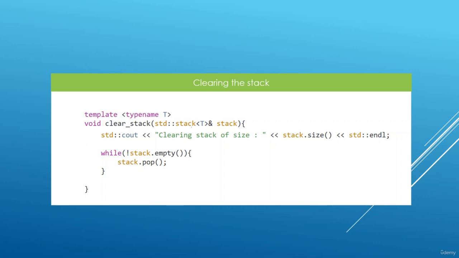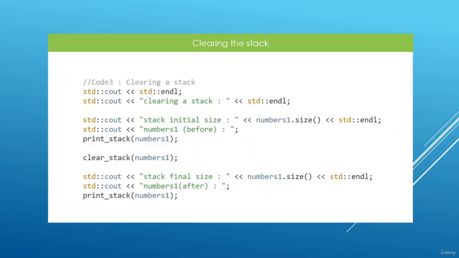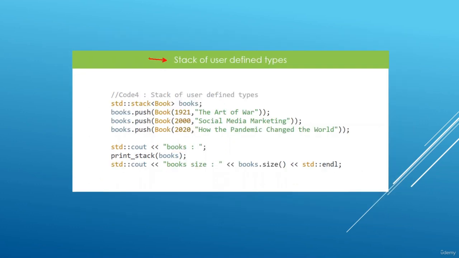Because we want to modify the original thing, we're going to pass our stack by reference. And we're going to keep looping, popping off elements until the stack becomes empty. This is really easy. Now that we have this function, we can use it. We're going to set up a stack and we're going to put in data. Then we're going to clear the stack and print it again. We're going to see that it is going to become empty. It is also possible to set up stacks of user-defined types.